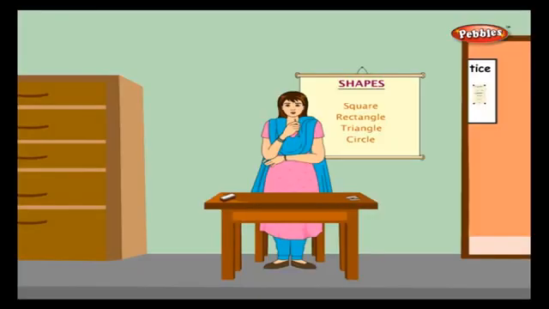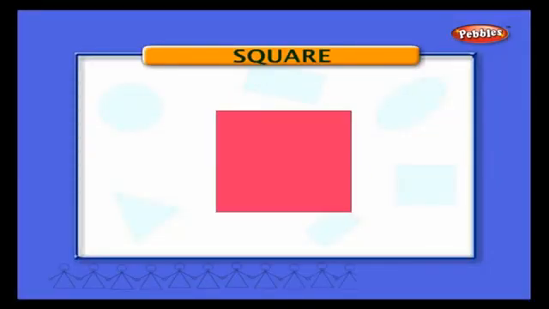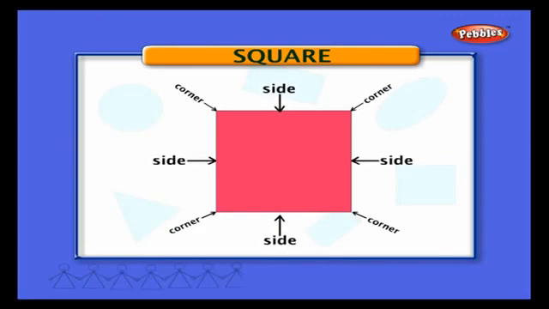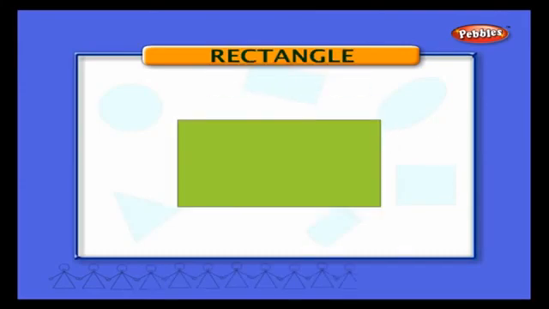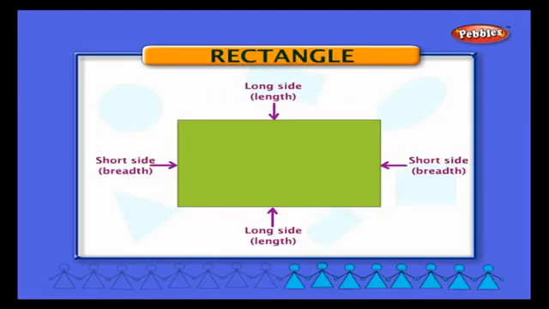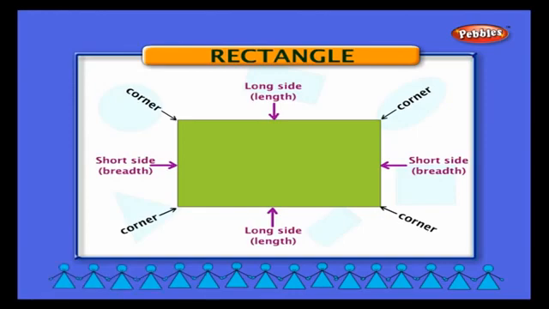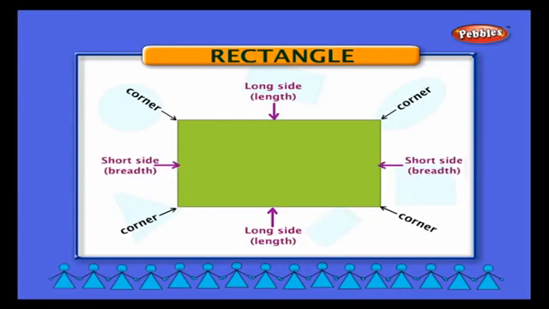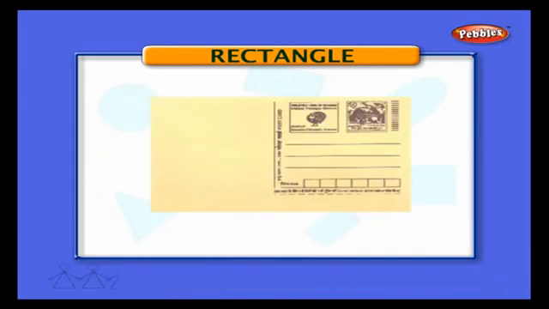Shapes. There are a number of shapes, but let us know about the basic shapes in geometry. Square. This is a square. It has 4 sides and 4 corners. All the sides of a square have the same length. Example of this shape is a chessboard. Rectangle. This is a rectangle. It has 4 sides and 4 corners as a square does, but only the sides in the opposite directions are equal. It has 2 longer sides called the length and 2 shorter sides called the breadth. Example of this shape is a postcard.